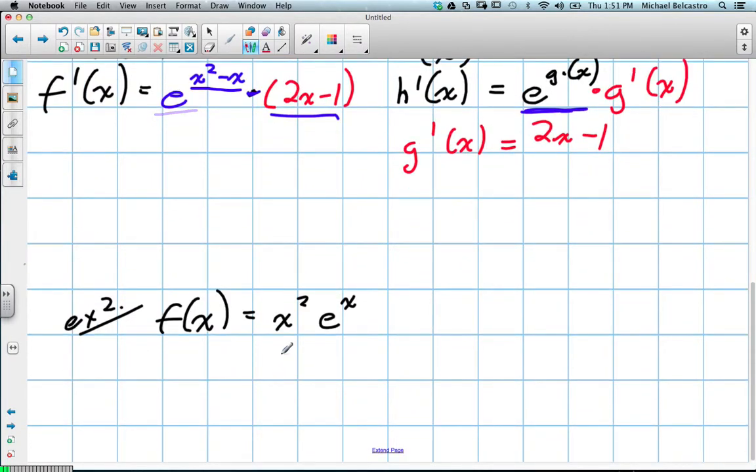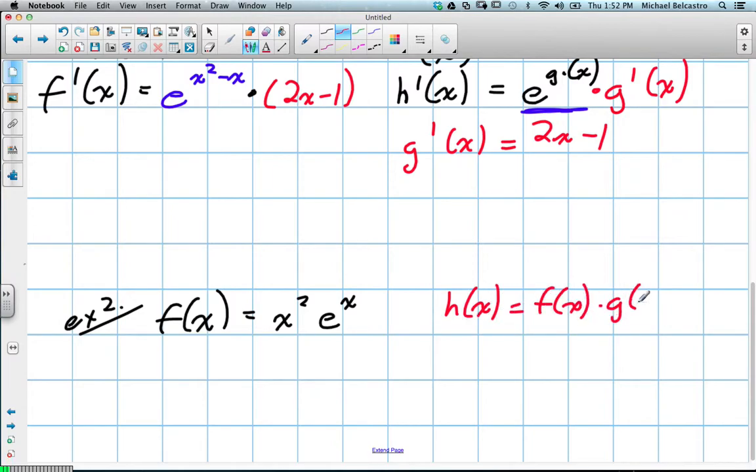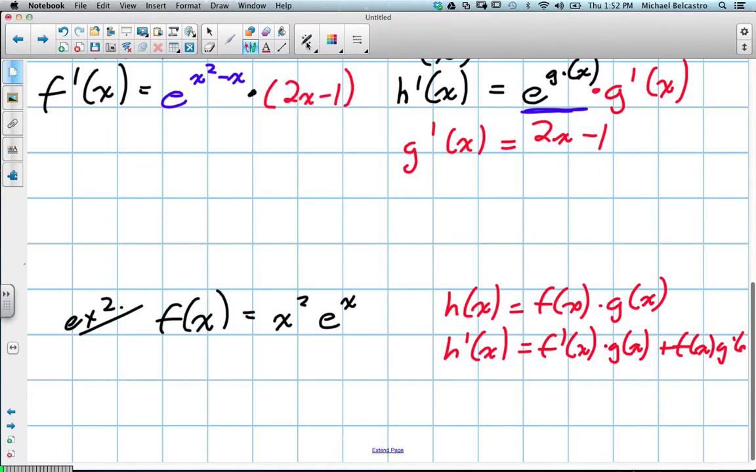Our second example gives us something where we'll have to work with a product rule. Because this is x squared times e to the x, according to our product rule, if we have h of x equal to f of x times g of x, therefore the derivative of h of x is f prime of x times g of x plus f of x times g prime of x. In other words, we find the derivative of the first and keep the original, and then the opposite in the other step.